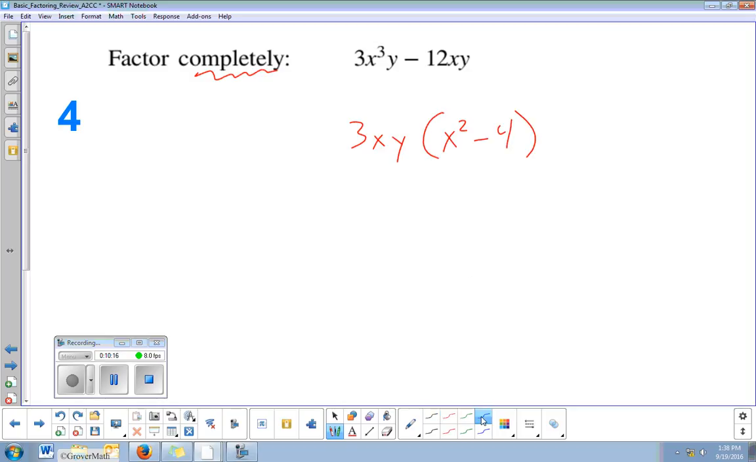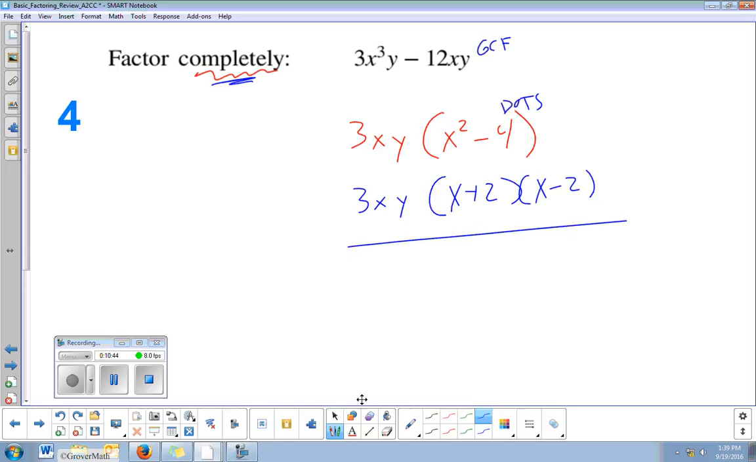Now, when you're factoring completely, you always want to take a second look, because there's pretty much always something else that needs to be done. We did GCF, that's great, but take a look at what's left over. It's a DOTS, a difference of 2 squares. So it started off as a GCF, and now it continues to a DOTS. The GCF stays part of the problem, but now I can factor the DOTS to x plus 2, x minus 2. And the whole thing there is factored completely.